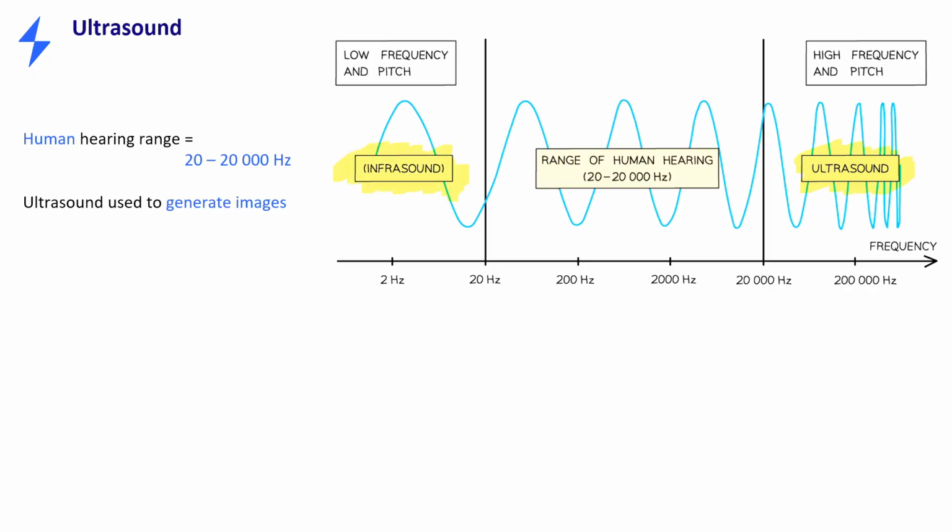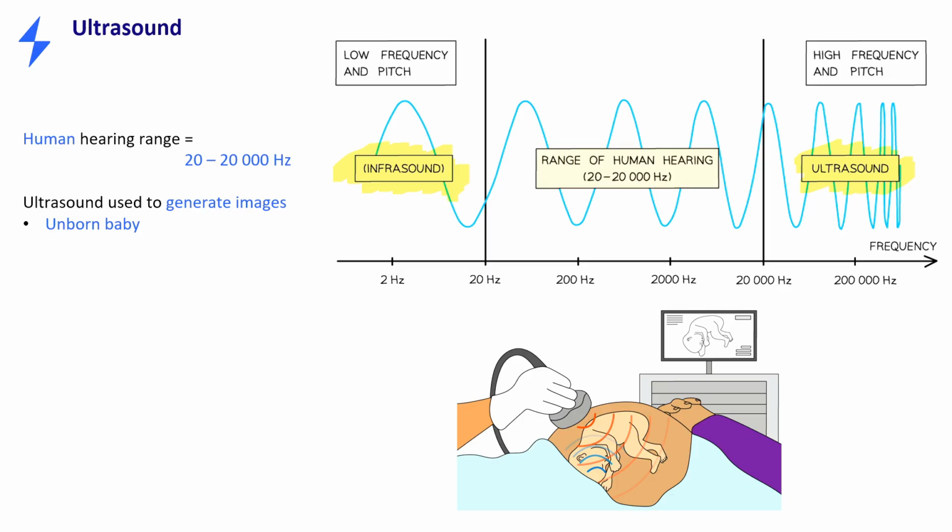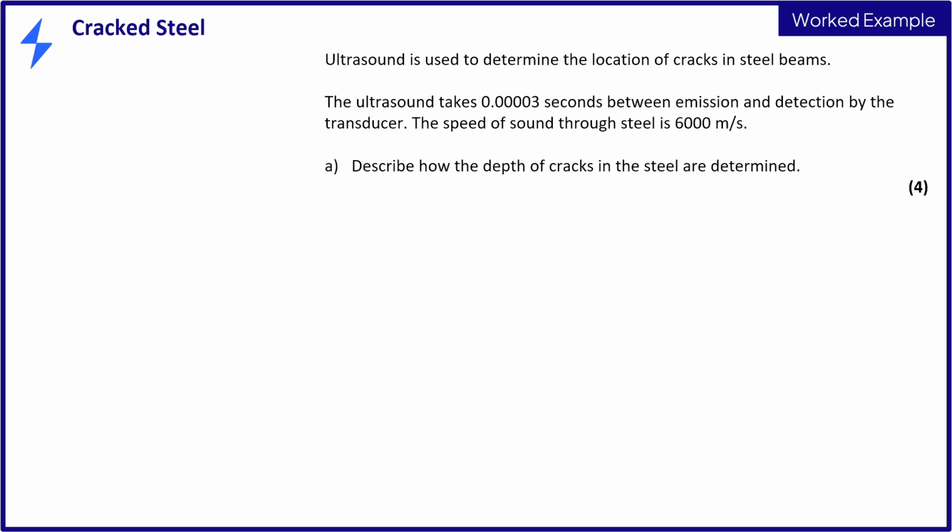Ultrasound is used to generate images inside objects when we cannot see them using visible light. Examples include an unborn baby and detecting cracks in a surface. Ultrasound is used to determine the location of cracks in steel beams. The ultrasound takes 0.00003 seconds between emission and detection by the transducer. The speed of sound through steel is 6,000 meters per second.